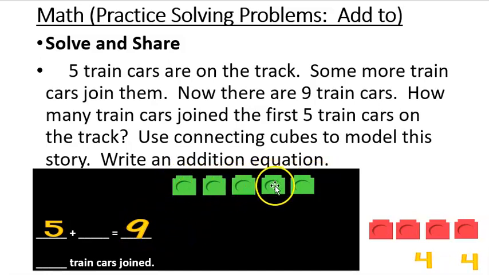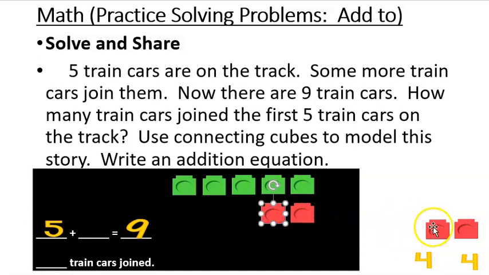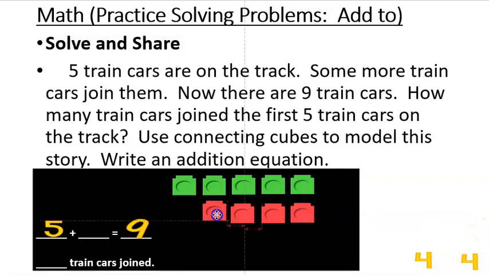1, 2, 3, 4, 5, 6, 7, 8, 9. Now, boys and girls, all together, look, we have 9 train cars now together. Now, here's where we have to find this number right here. How many train cars are red now? How many train cars are at the bottom?